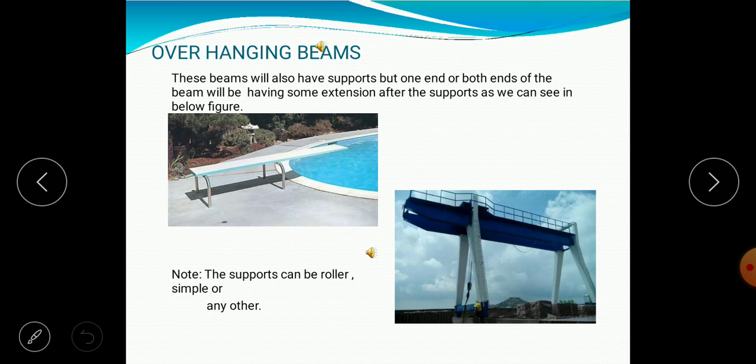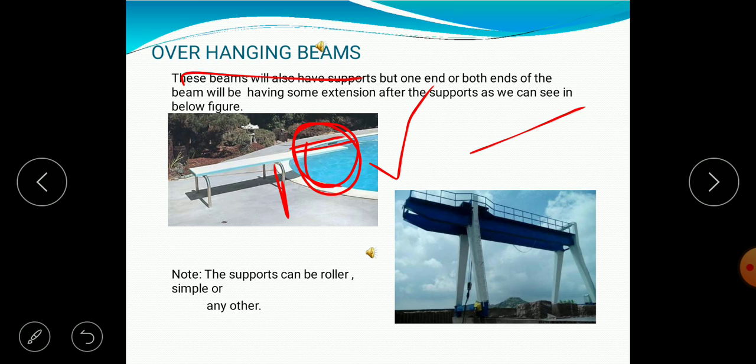Next one is overhanging. Overhanging means when a beam is supported with more than 2 supports, or when a beam has an extension of the horizontal member after the support, that extension is known as the overhang portion, and this sort of beam is known as an overhanging beam. If a horizontal member is provided support at one end and there is no support at the other end, but there is a support at a distance from the other end, and the other end of this beam is simply free with an overhang portion, then that beam is known as an overhanging beam.